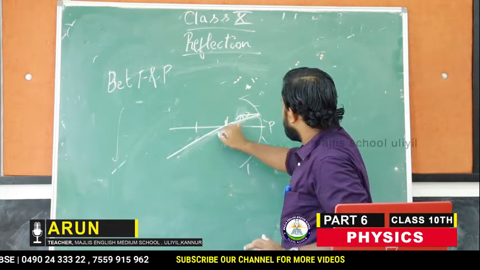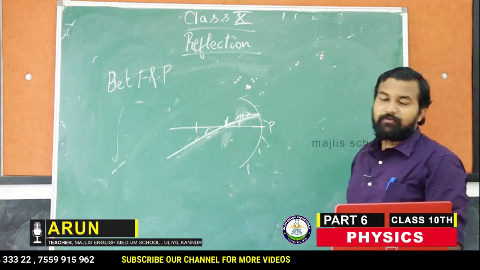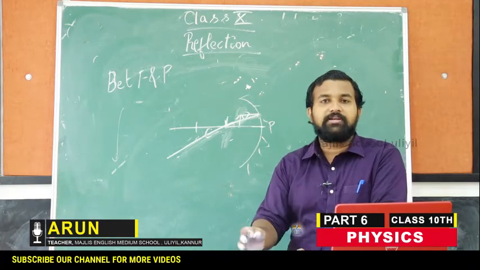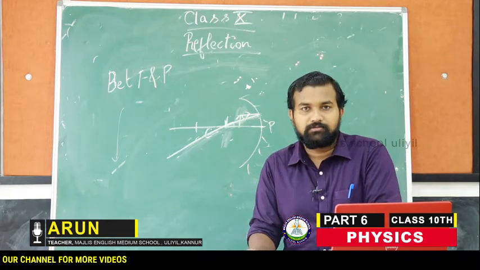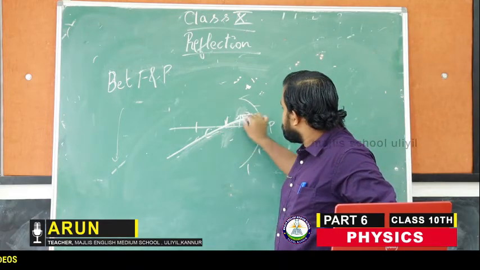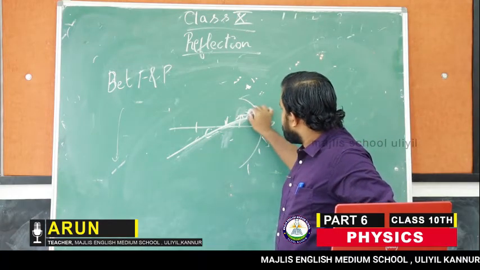Okay. Incident ray, reflected ray. Arrow marks are important. I want to understand which is incident and which is reflected, and I will only understand it using the arrow marks. So we'll have to put a great note on these arrow marks.